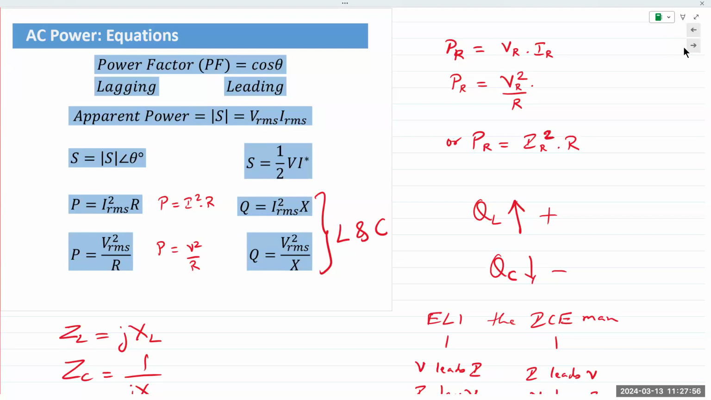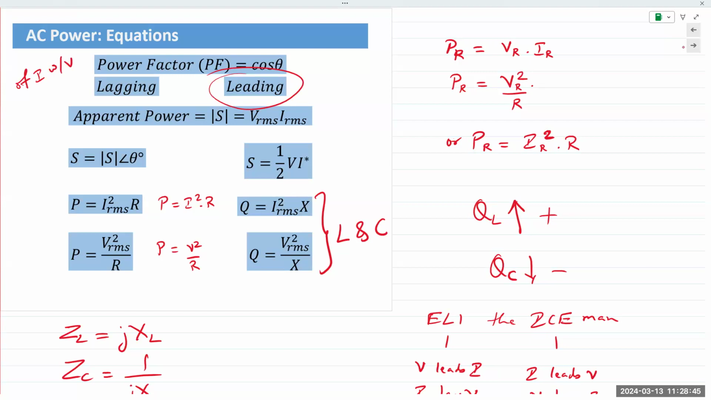We talked about voltage and current leading and lagging for inductor and capacitor. We come to a new term known as power factor. Power factor describes whether the load is inductive or capacitive. It describes the relationship of the current with respect to the voltage. If the current leads, then power factor is leading. If current lags, then power factor is lagging.